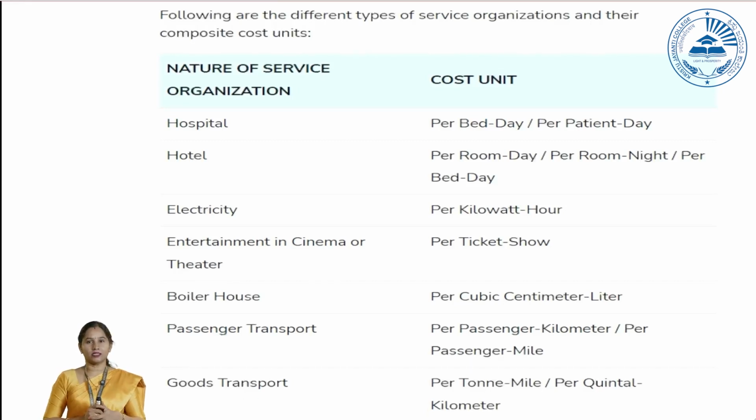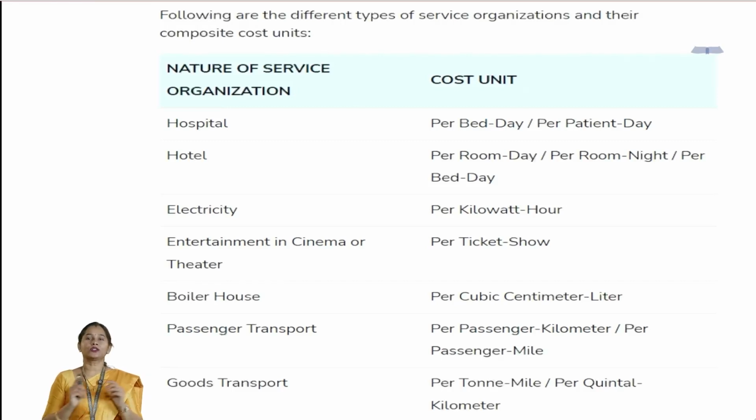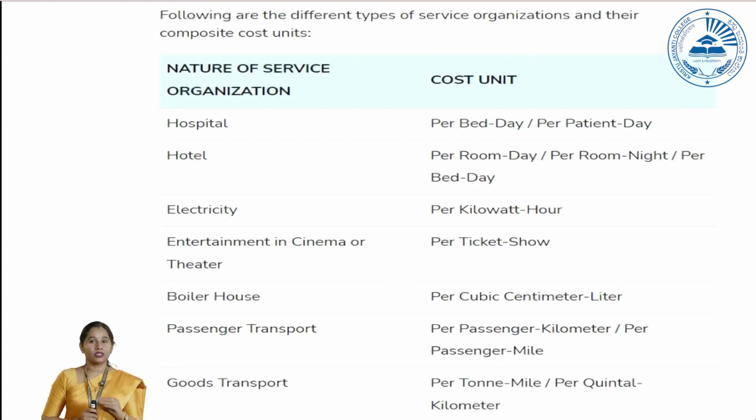For electricity, how much is the cost per kilowatt per hour? And the fourth one is very interesting for you: entertainment in cinema or theatre. So how much is the cost per ticket per show? All these cost expenses, cost per unit, will be calculated with the cost classifications of fixed cost, semi-variable cost and variable cost. Please remember those points.